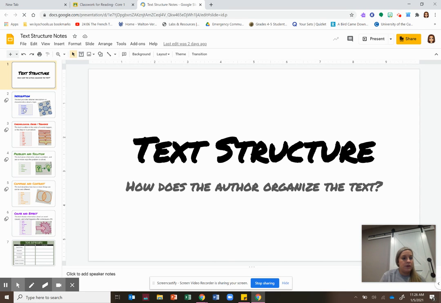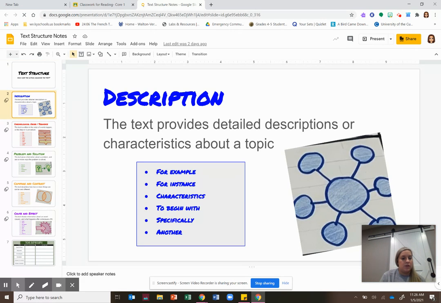So the first one we are going to talk about is description. Description is when the text provides detailed descriptions or characteristics about a topic. And right here in this box, I've got some keywords for you that you would look for if we were reading a text, which is what we will be doing next week. So you would look for words like, for example, for instance, characteristics, to begin with, specifically, and another.